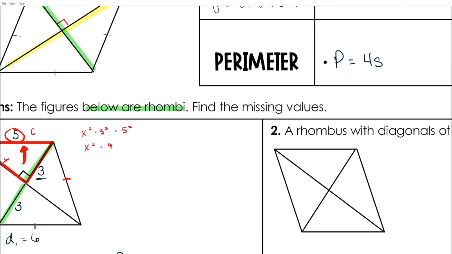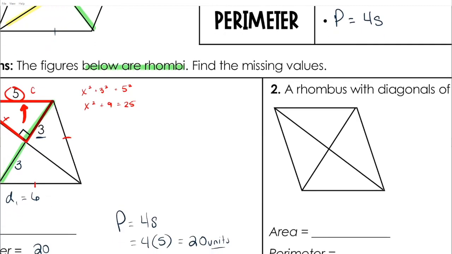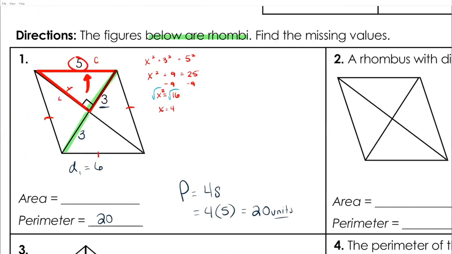X squared plus 9 is 25. Subtract 9 from both sides. X squared is 16. And then how do we get rid of a square? With a square root. So our length of that half of our diagonal is 4. So we know that's 4. If that half of our bisected side is 4, the other half has to be 4.